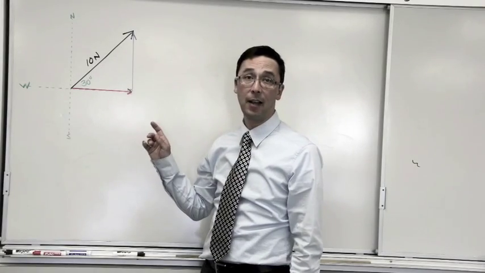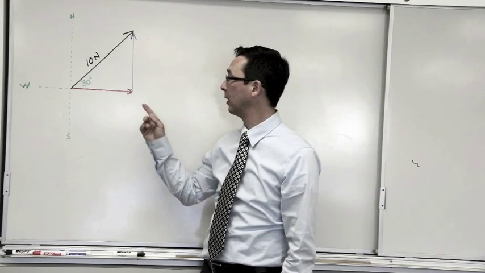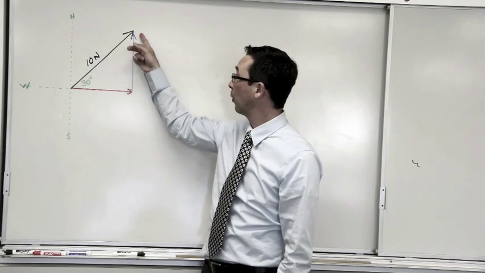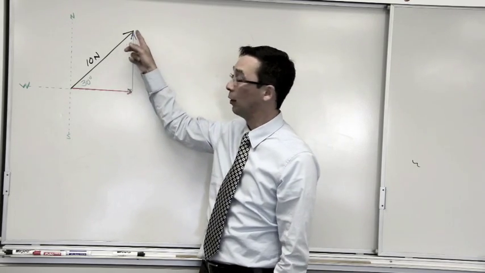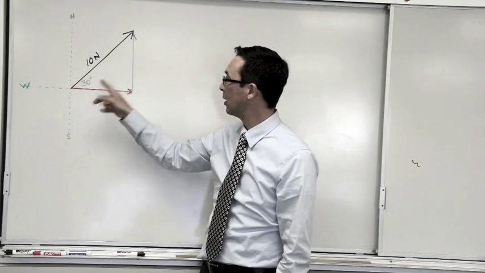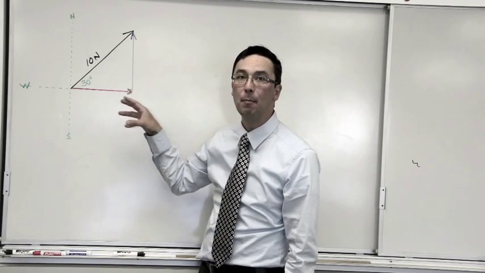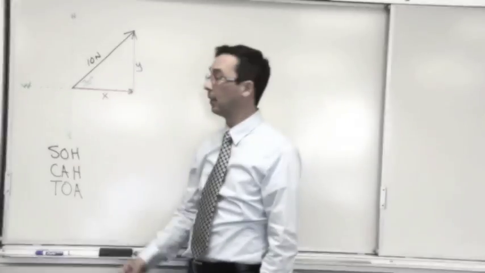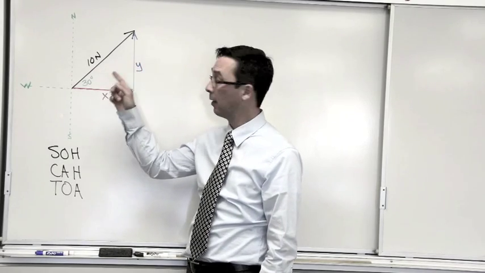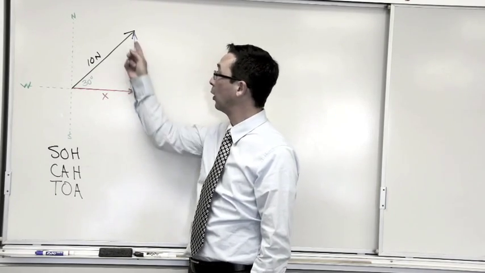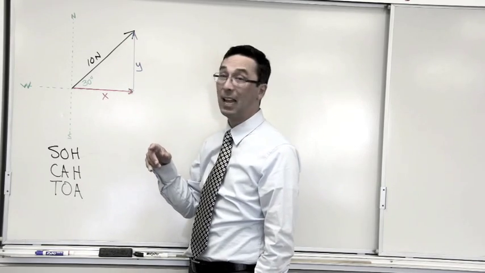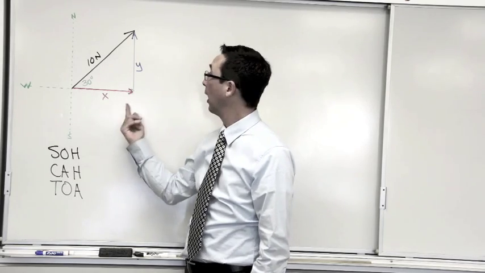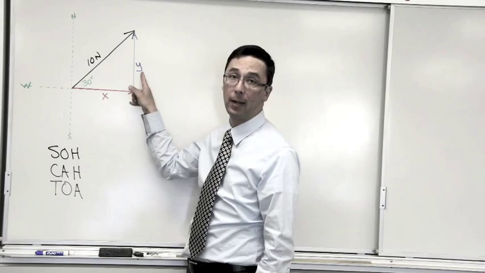Now you can see I've marked in here the eastward component and the northward component of this 10 Newton force. We can calculate these two components when we decompose that 10 Newton vector. The two components of our 10 Newton force, the eastward and northward components, can be considered the eastward or horizontal x component and the northward or vertical y component.